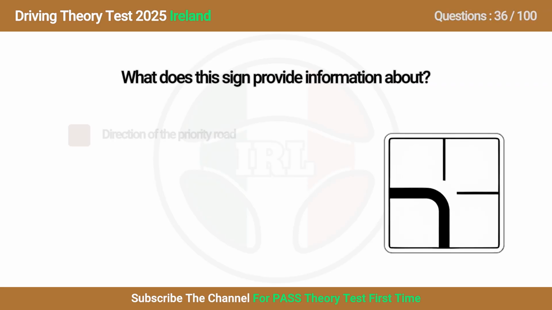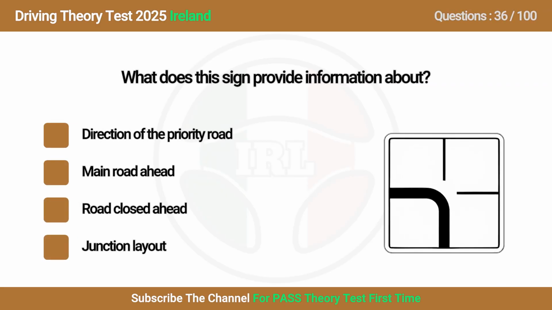Question 36. What does this sign provide information about? A. Direction of the priority road. B. Main road ahead. C. Road closed ahead. D. Junction layout.